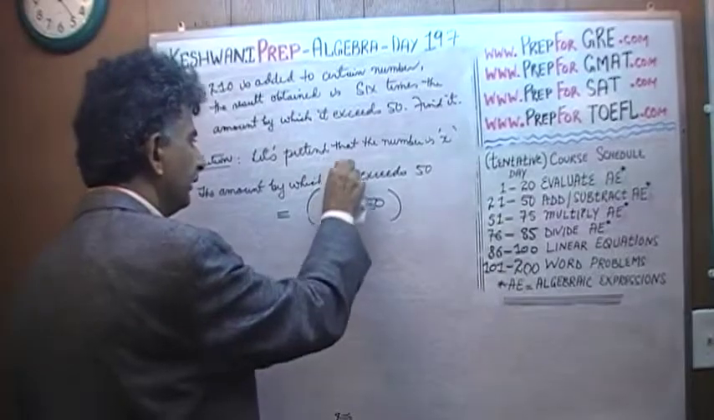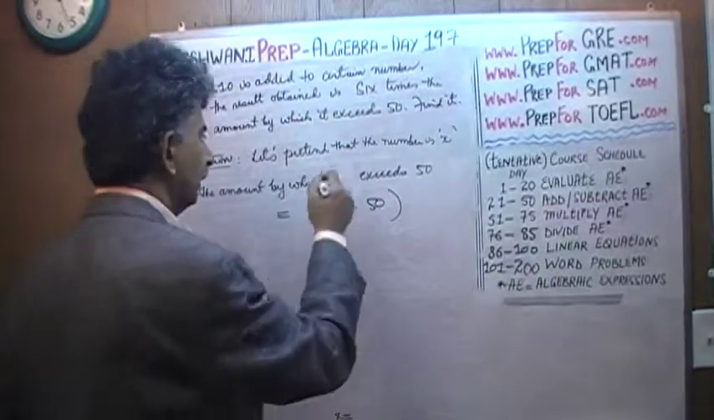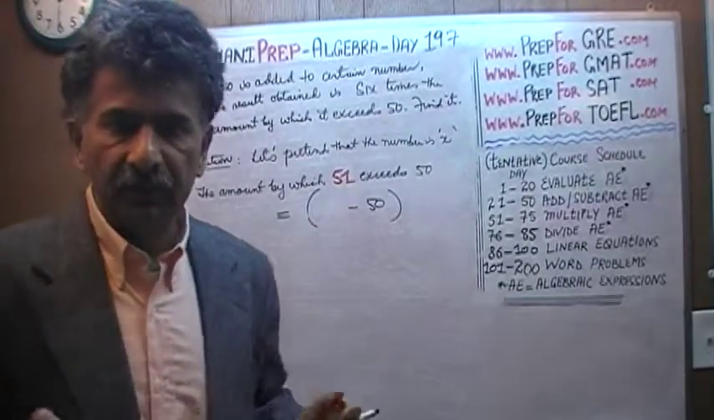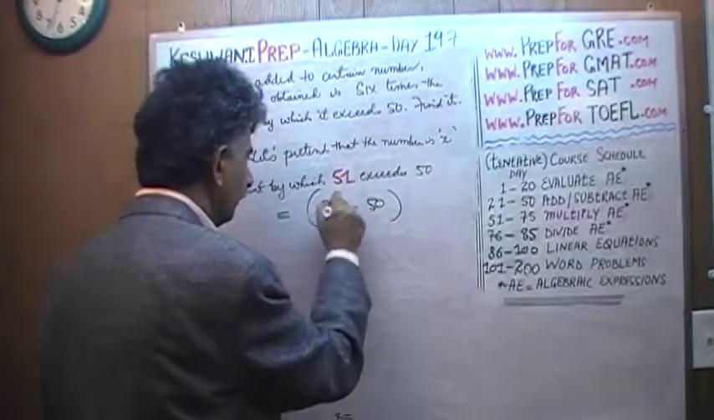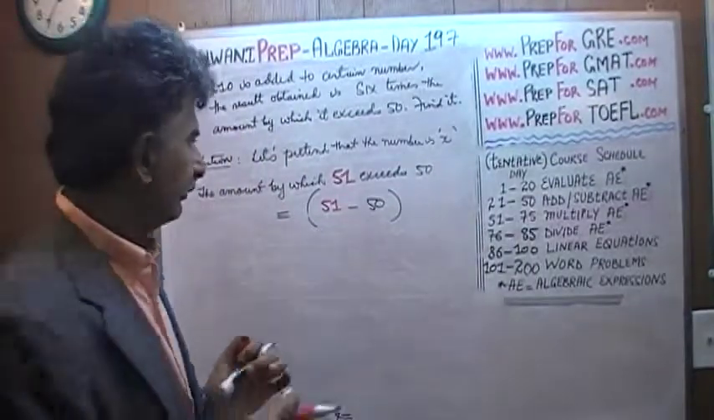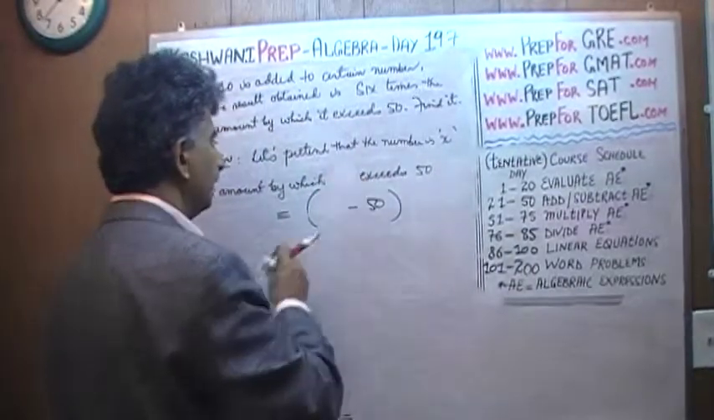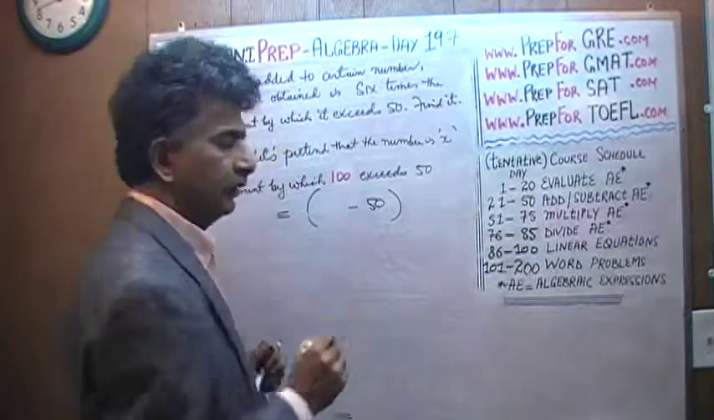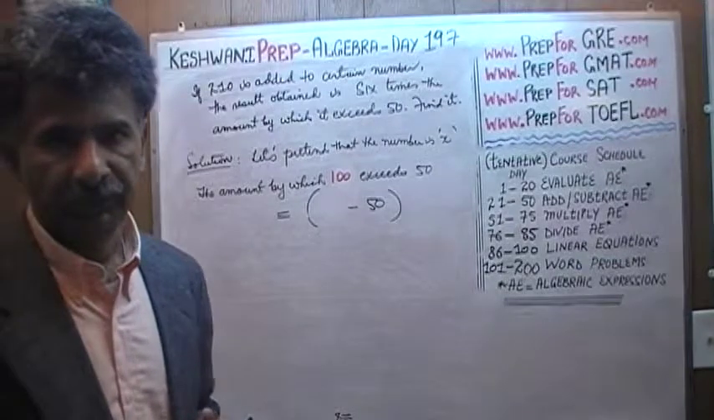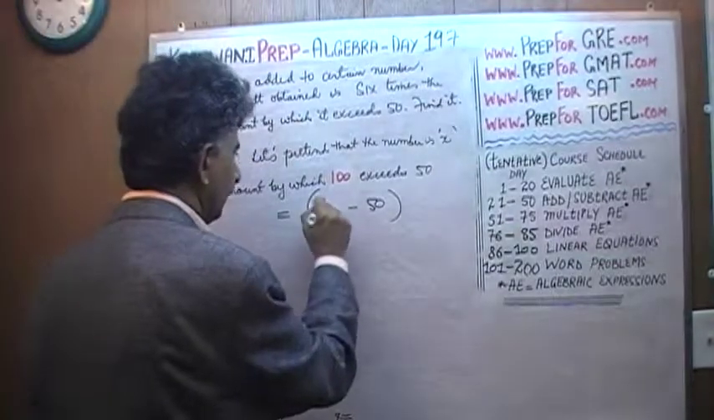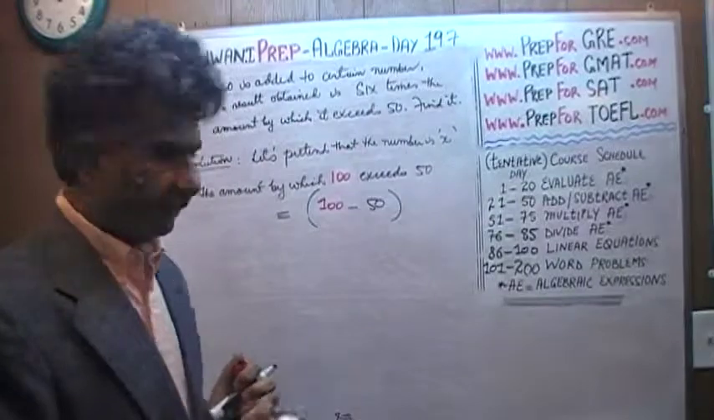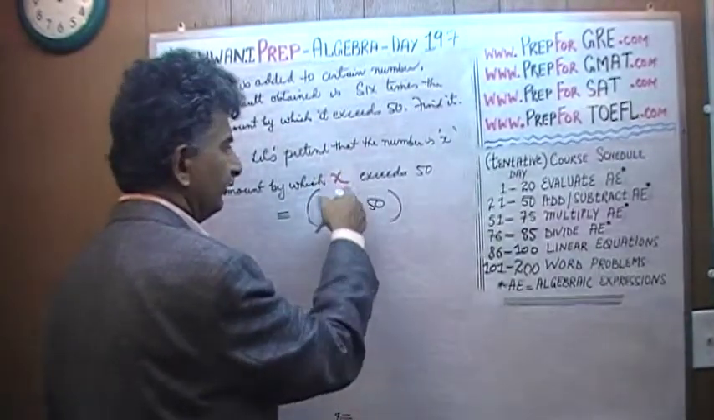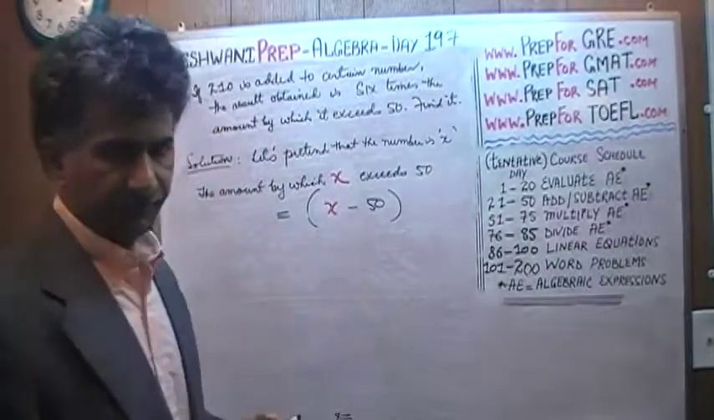The amount by which 51 exceeds 50. 51 exceeds 50 by only 1, or 51 minus 50. The amount by which 100 exceeds 50. 100 exceeds 50 by 50. How do we find it? 100 minus the 50. Similarly, the amount by which x exceeds 50 is simply x minus 50.